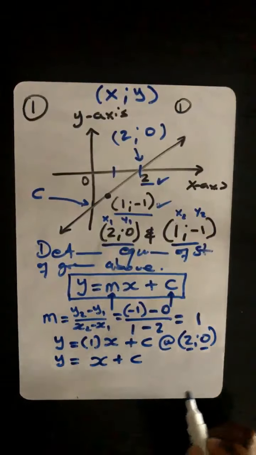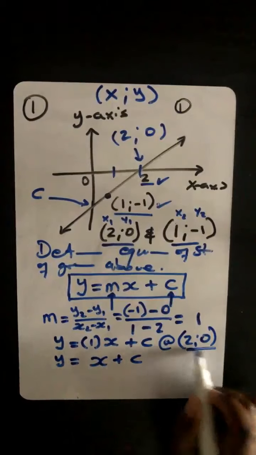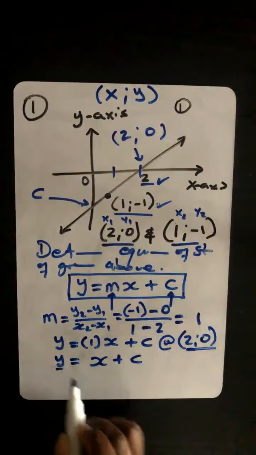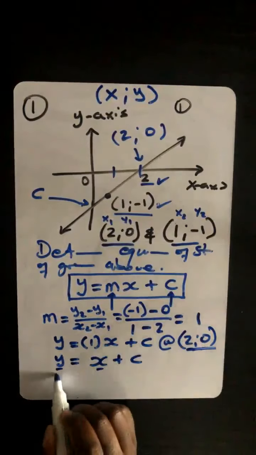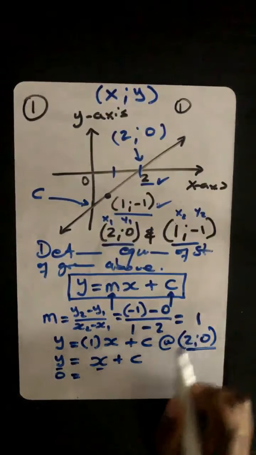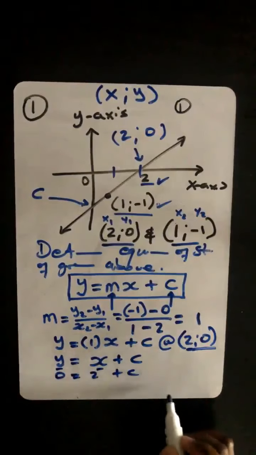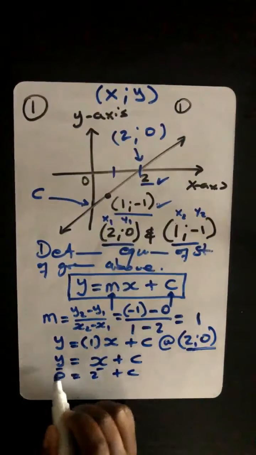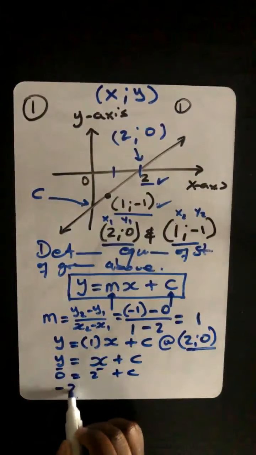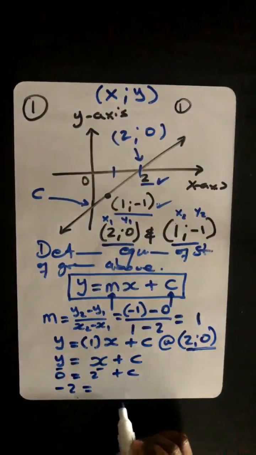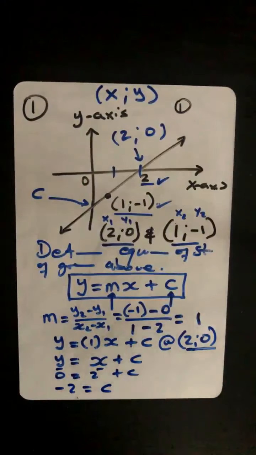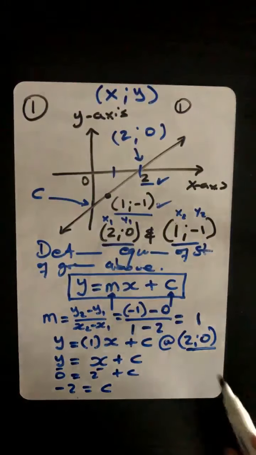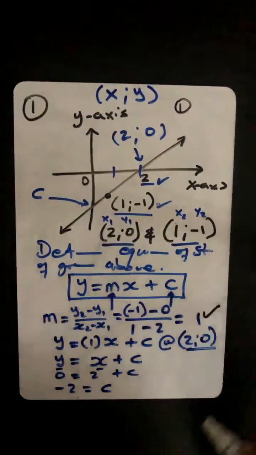So obviously, we use this point to substitute there and solve for c. So y obviously it's 0, it's equals to x is 2 plus c. Therefore, you transpose, it changes the sign, it becomes -2 is equals to c. Can you see? So this is not the answer, guys. You just calculated the value of the gradient and the c value.